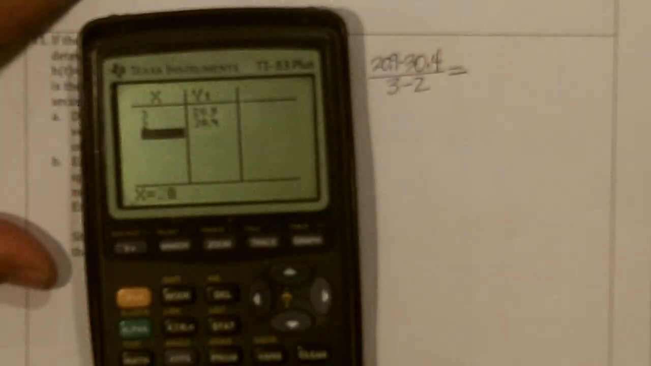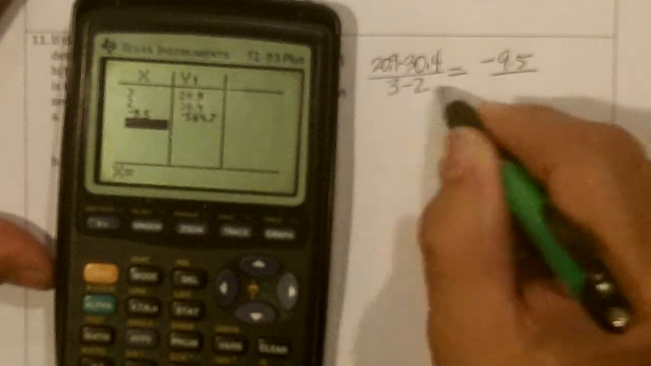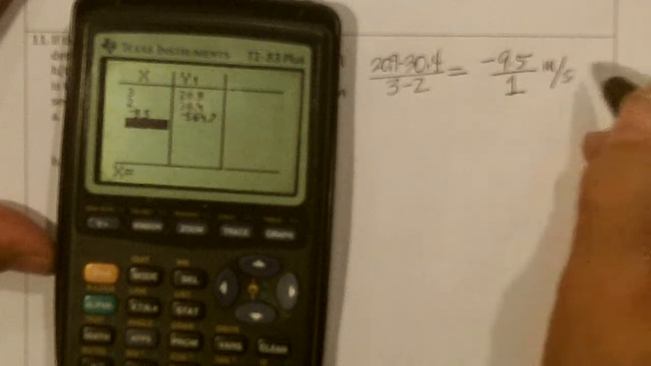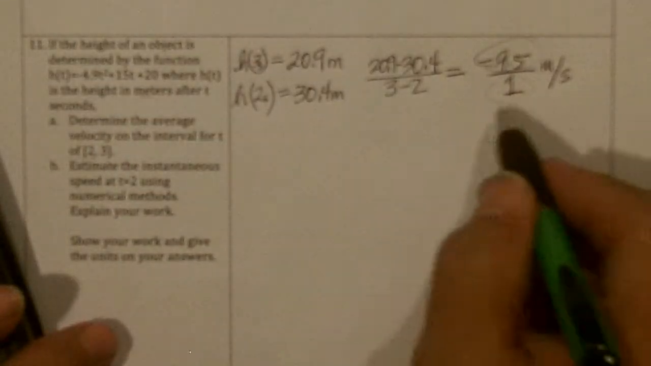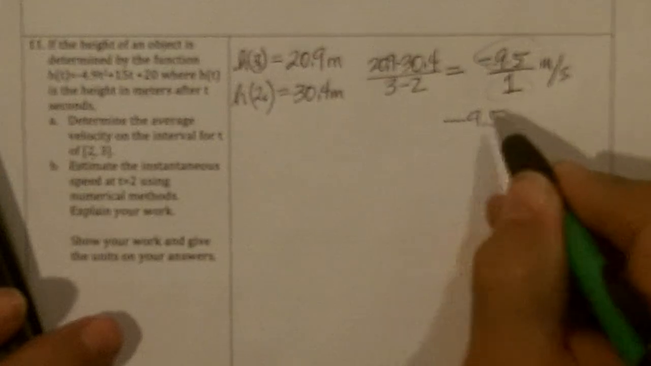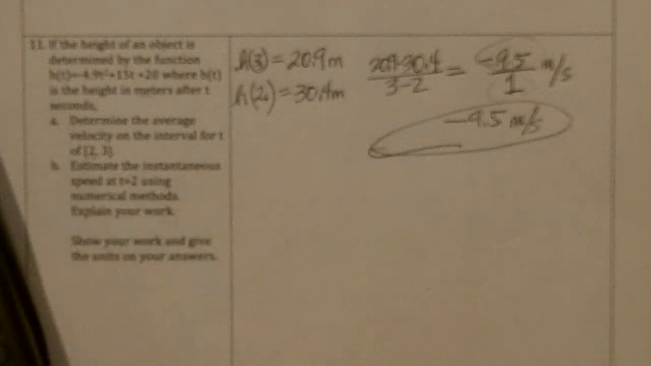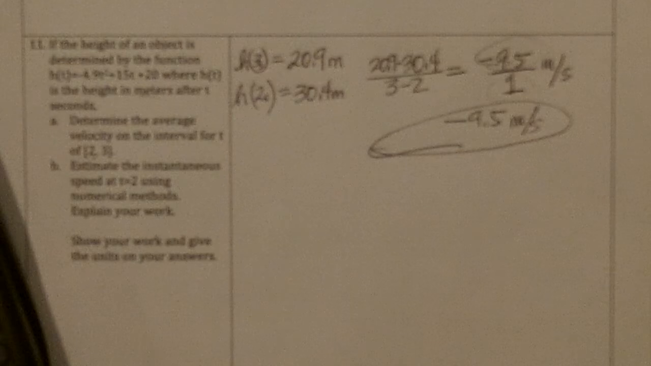So 20.9 minus 30.4 is negative 9.5, over 3 minus 2, which is 1, meters per second. This is the change in the distance over the change in the time. So negative 9.5 meters per second is the average velocity over that interval from 2 seconds to 3 seconds. It's actually coming back down.